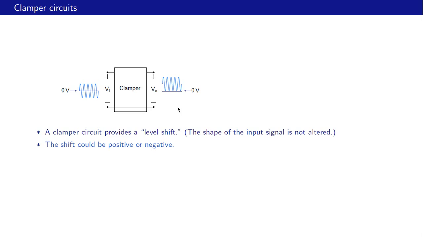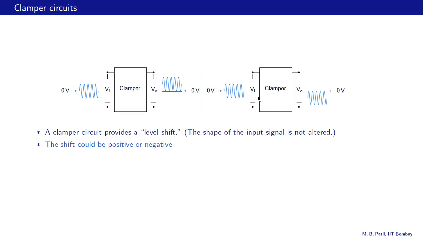In this circuit it has been positive because in our input voltage the lowest value was negative. Now the lowest value is 0 volts. Here is a clamper which provides a negative shift. So this is our input voltage as before, and now this entire waveform has got shifted down to give us the output voltage, and the output voltage is now clamped at 0 volts, but the level shift has been negative.